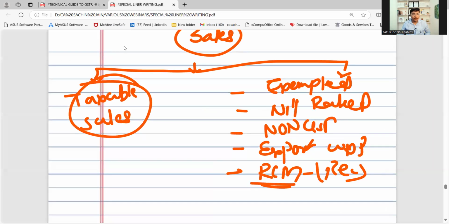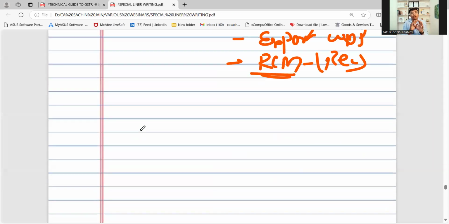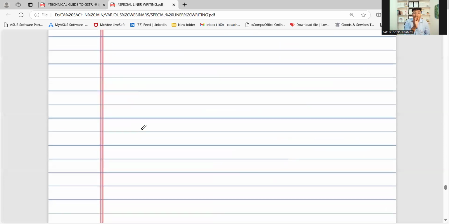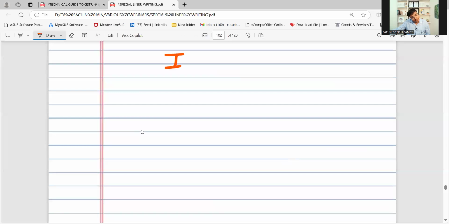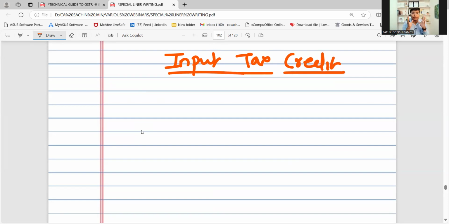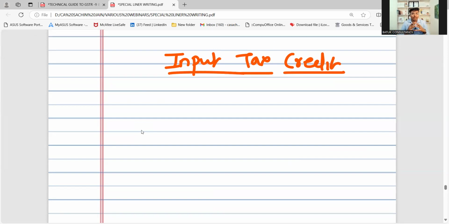Okay. Now, first I am going to share with you an example, or a chart, so that we can easily understand the table, part number 3, input tax credit. Related to input tax credit, sir, there may be chances that I have claimed the input tax credit for which I bought the goods. Okay. That means normal input tax credit.